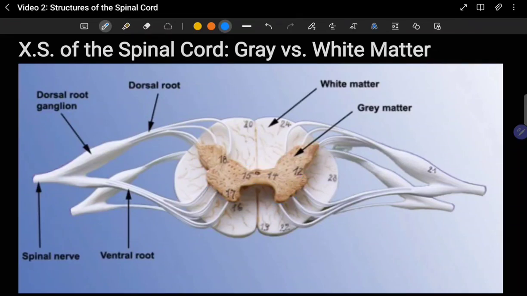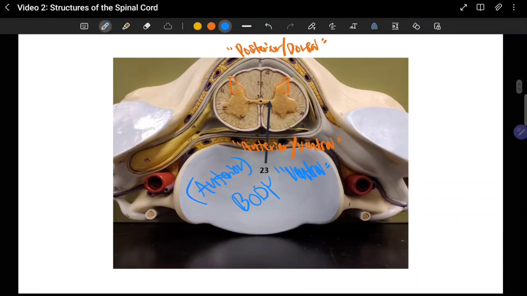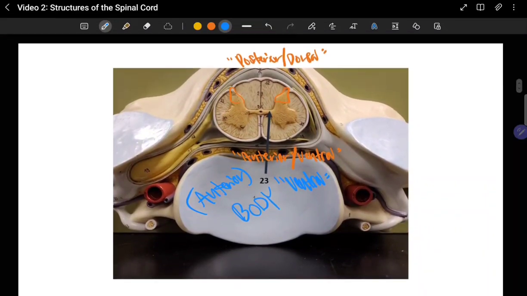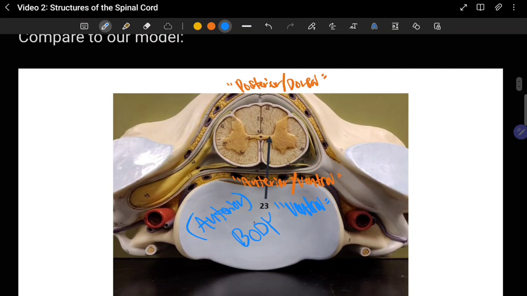So let's focus in on that gray matter. And I've written a couple notes here for how to orient yourselves. So when you're looking down at your model, you will have a little extra information besides the spinal cord cross-section. We can't forget about our vertebrae. So the spinal cord runs through our vertebrae. That's very important. We learned that in the skeletal unit. So I have labeled the body of the vertebrae here. You can use this to orient yourself to your anterior versus your posterior sides.